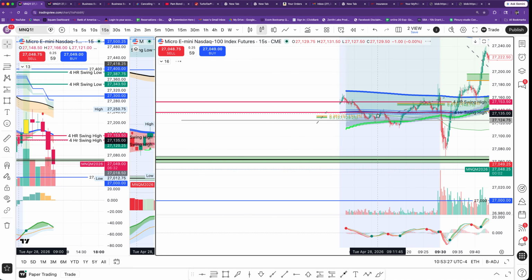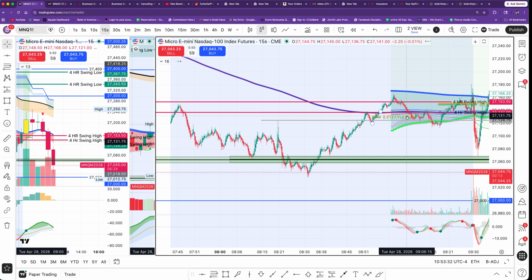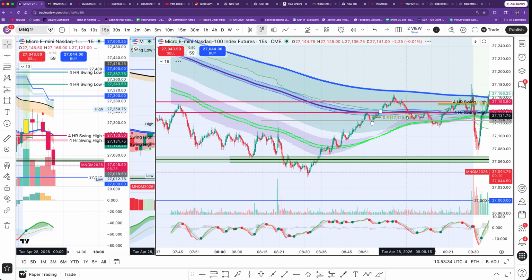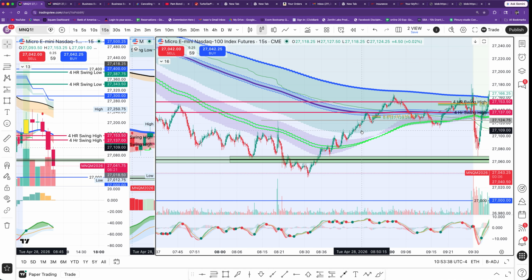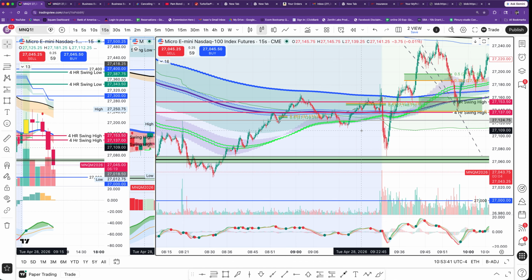If you just follow some of these strategies that seem to work so well. I've used this strategy like 3 days in a row, and it works pretty well. So that's it for now. Hope this was helpful.